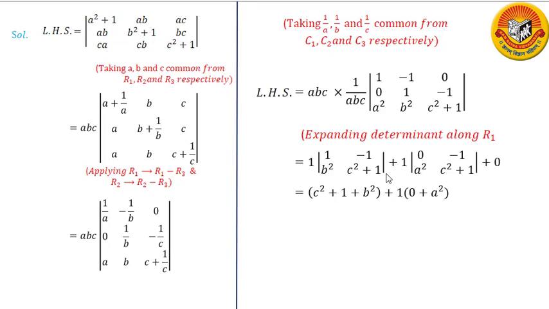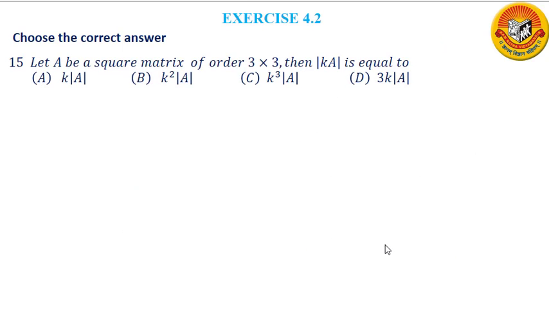Now how do you solve this determinant? So 1 is multiplied by c square plus 1, minus this -1 multiplied by b square, so it will become plus b square, plus here it is 0 and again minus a square into -1 becomes plus a square. So when we solve, we get 1 plus a square plus b square, which is our required right hand side. Okay. Now let us come to this 15th problem.